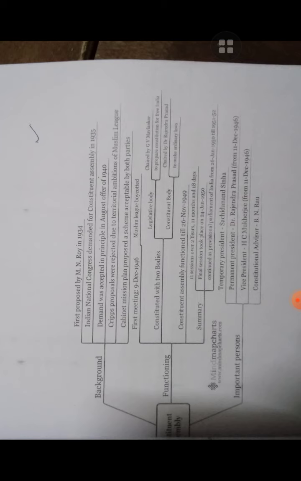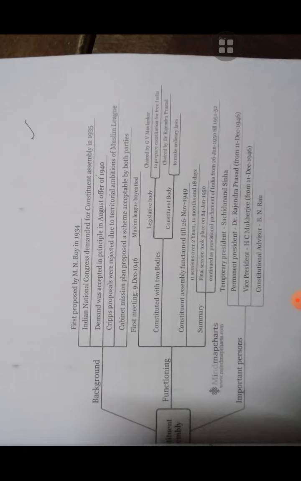The Constituent Assembly worked in 2 bodies: a legislative body chaired by G.V. Mavalankar, and a constitution body to prepare a constitution for free India, chaired by Rajendra Prasad. The Constituent Assembly functioned until 26 November 1949. It held 11 sessions over 2 years, 11 months and 18 days. The final session took place on 24 January, and it continued as the Provisional Parliament of India from 26 January 1950.